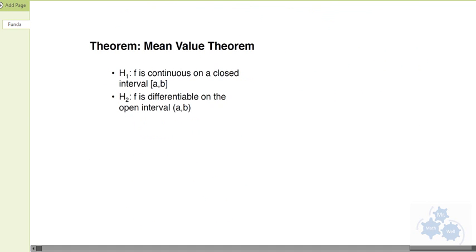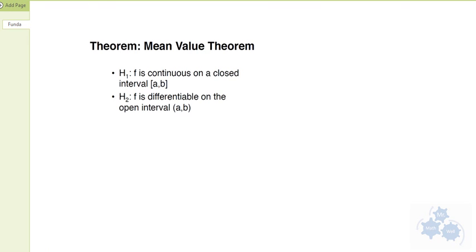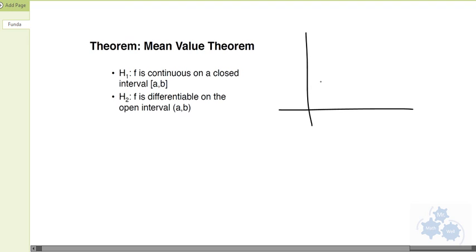Now, the mean value theorem is based on two hypotheses. Okay, so H1 is hypothesis 1, and this is what we're assuming at the beginning. We're assuming that for this function that we're talking about, like the one I drew before, and I'll simplify it a bit over here, it is continuous on the interval from A to B. So it has to be continuous in order for this theorem to be used. It also has to be differentiable.